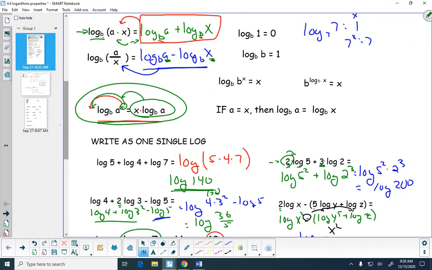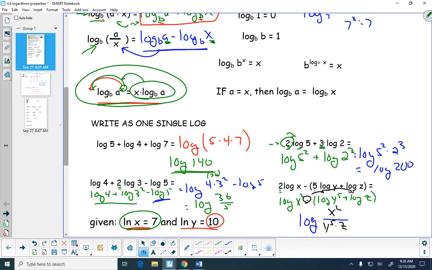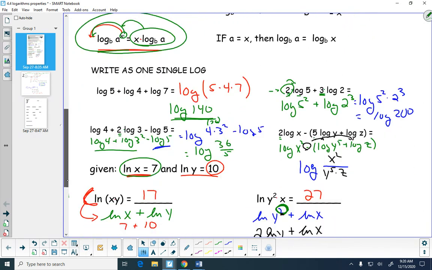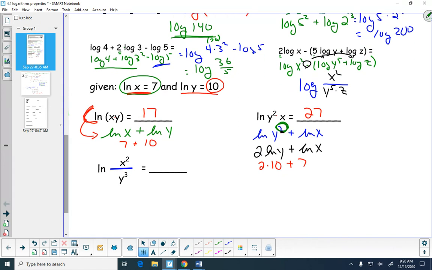And what happens when we have division here? Dividing two things, what can we take that into? And then deal with the exponents. Just like Riley dealt with the exponent here, the exponent's going to come out front. So we have 2 times the ln of y, so deal with the exponents. And then make your substitutions and solve.